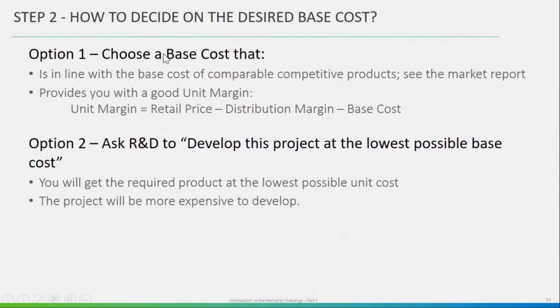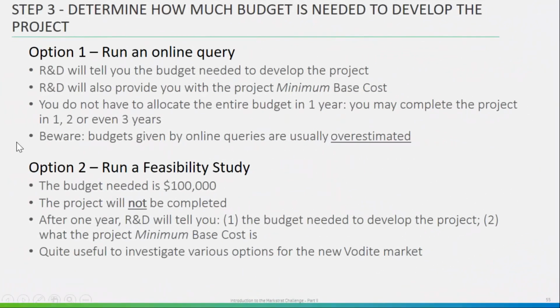Okay, I mentioned, going with the lowest possible base cost is ideal. It's going to make your project more expensive, but it gets you to market quicker. Okay, option 1, the desired base cost gets you a higher margin. Unit margin, that is, but again, it's going to cause some problems because you're putting some financial constraints on the team, the R&D team.